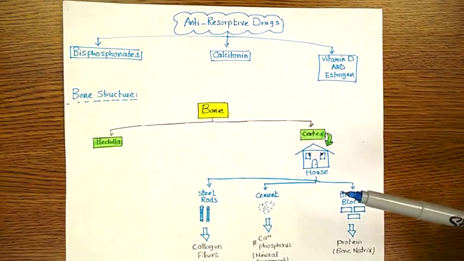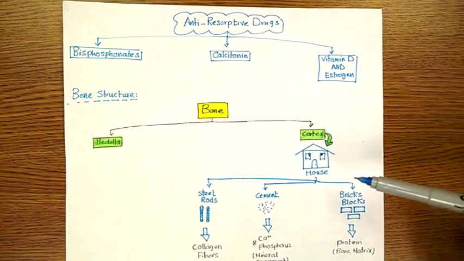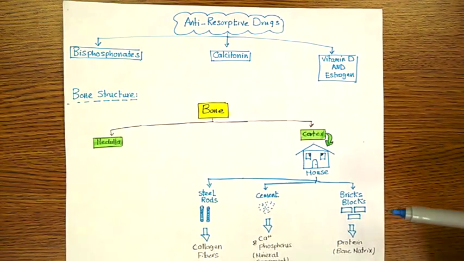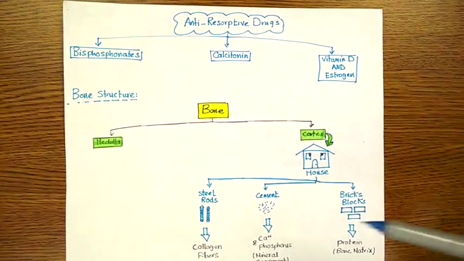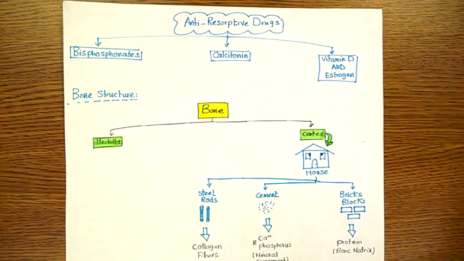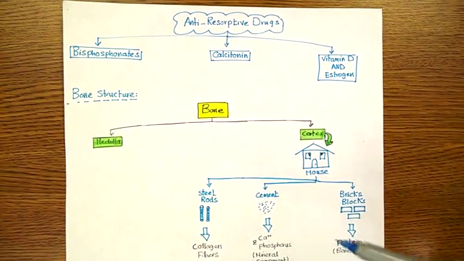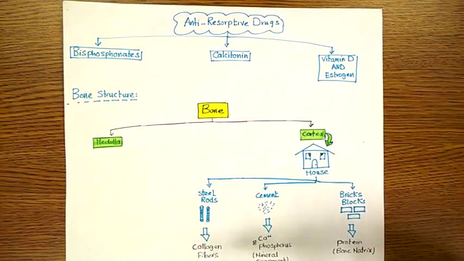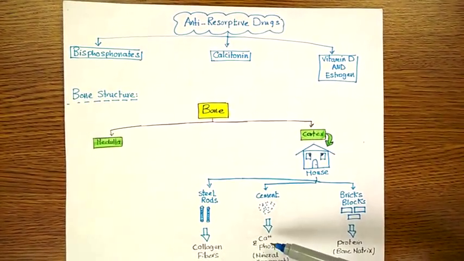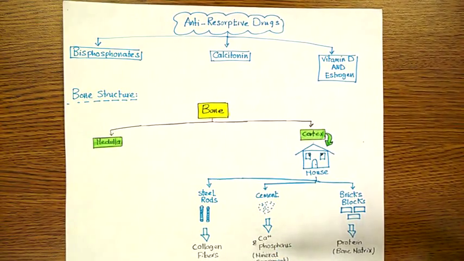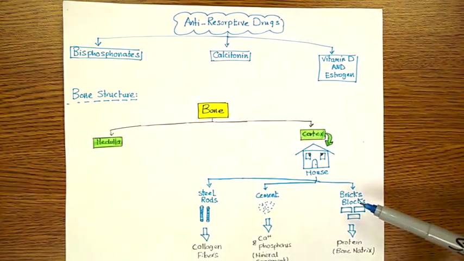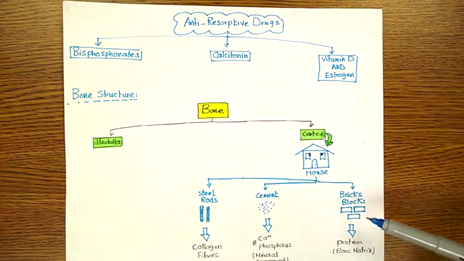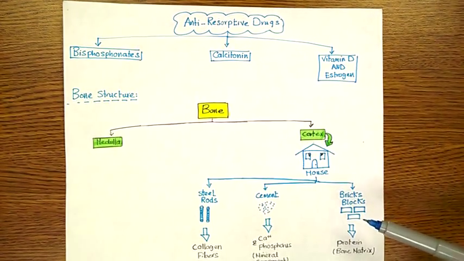The bone cortex is similar to a building structure, like a house. We all know that the main building materials are steel rods, cement, and brick blocks. The same here in our bone: we have collagen fiber similar to steel rods, calcium and phosphorus as the mineral component similar to cement, and bone matrix protein as brick blocks.